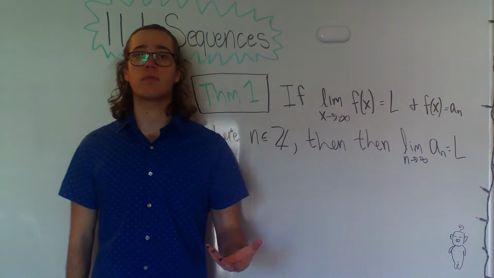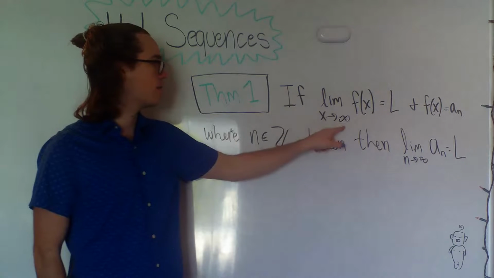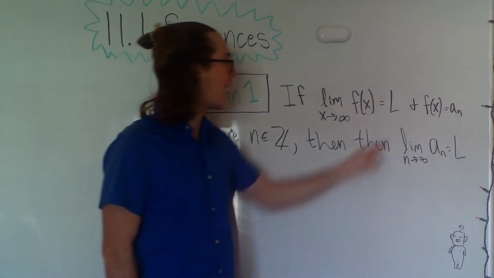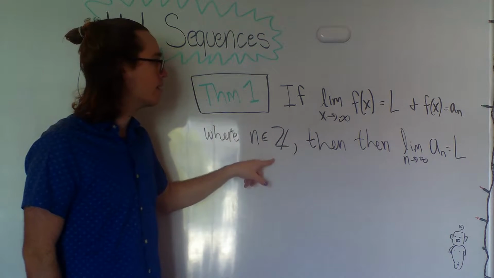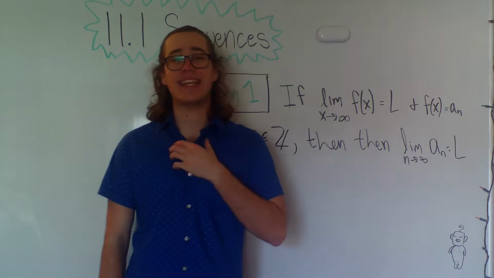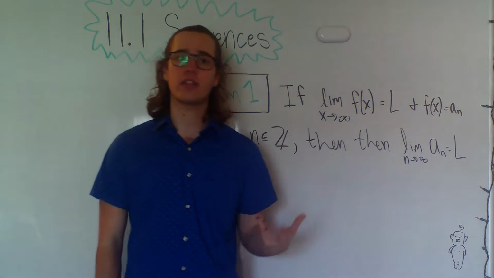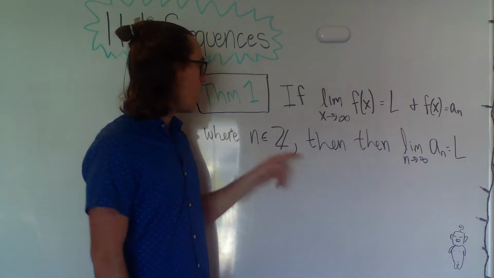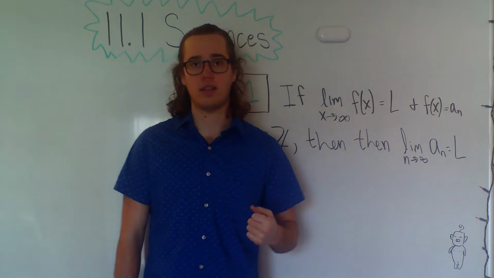Our first of many theorems for this video states that if the limit as x approaches infinity of f of x equals L, and we have that f of n equals a sub n, where n is in Z, meaning n takes integer values, not rational or irrational numbers, and the limit equals L, then the sequence also converges to L.